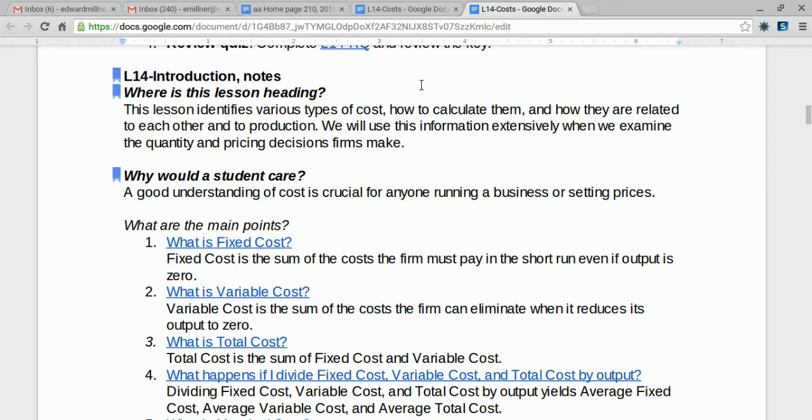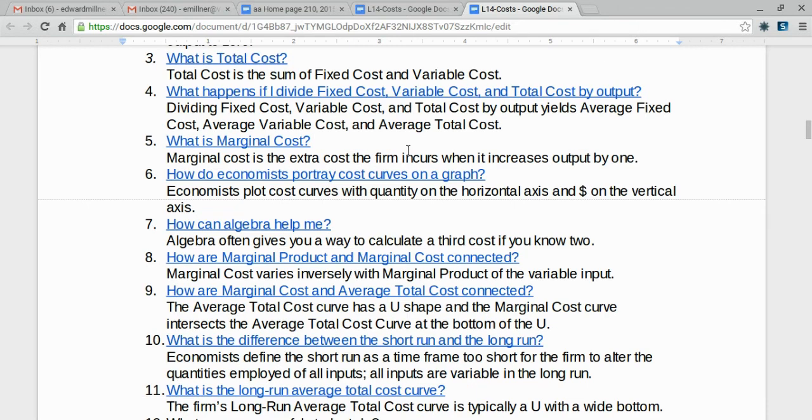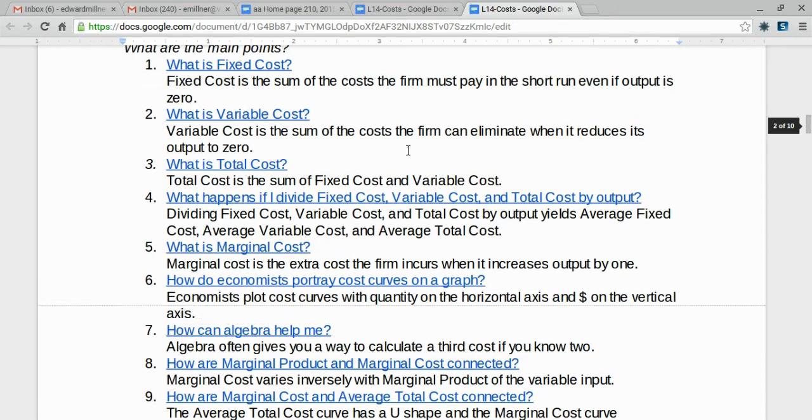I encourage you to apply yourself and to get a good grasp on this material. If you don't, most of the rest of the course is going to be difficult. A student might care because a good understanding of cost is crucial for anyone running a business or setting prices. We have, oh my gosh, we have 11 main points.